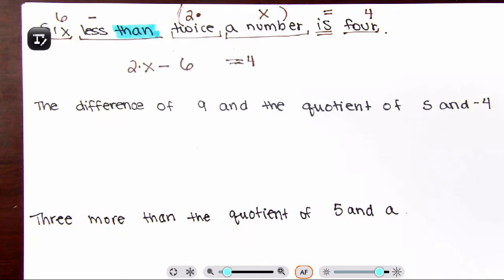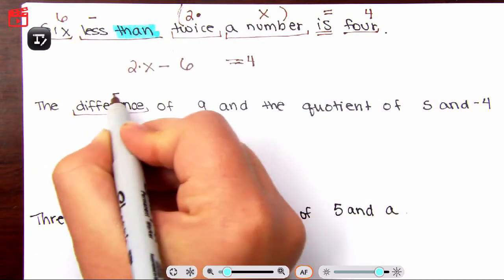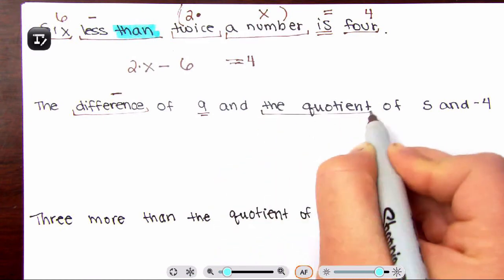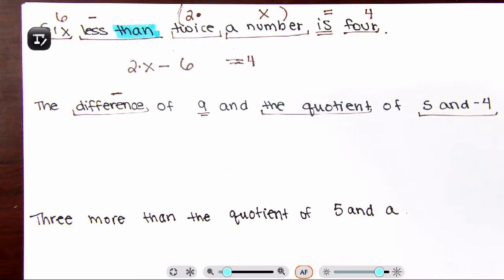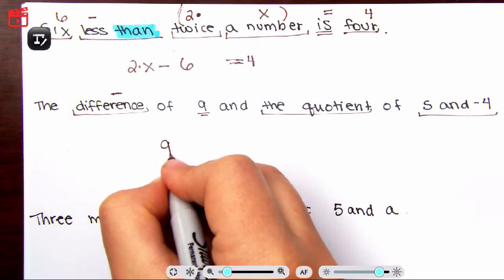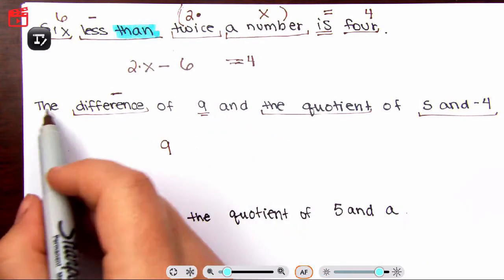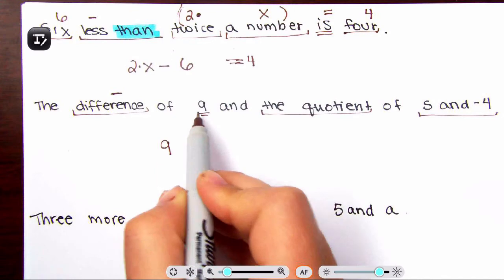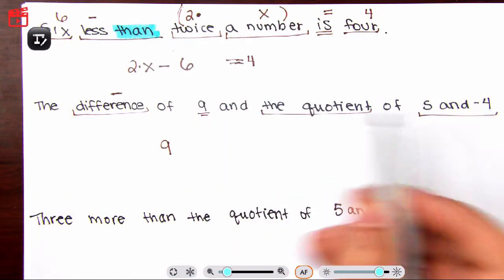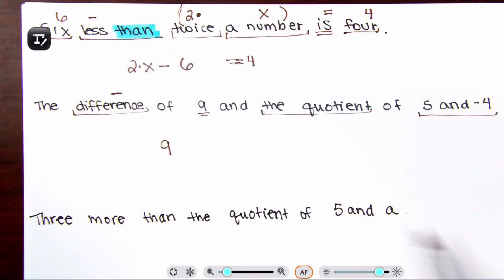All right, let's do another one. The difference, I know what difference means. It's minus of 9 and the quotient of s and 4. Okay, so this one's a little bit more complicated because there's a few things going on. So I know that I have a difference of 9. There's no "than" in here. So if you look, I have the difference of 9 and the quotient of s and negative 4. I don't have the word "than." That means the order does not change.